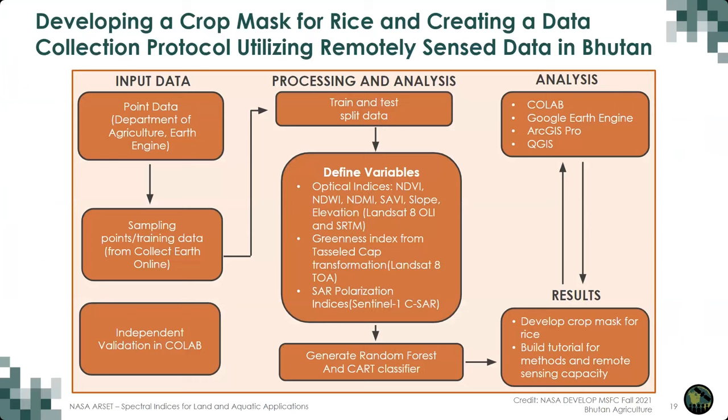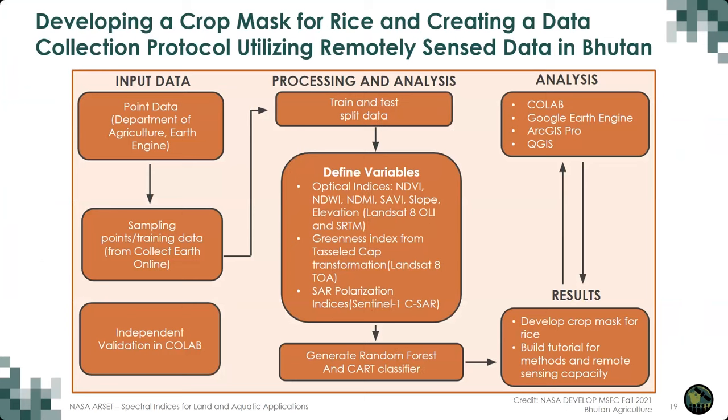These data were then imported into the Collect Earth Online, also known as CEO platform, and used to develop 30-meter plots with 25 gridded samples to be classified manually into agriculture, non-agriculture, rice, and non-rice. For the data processing and analysis, the input data from CEO was imported into Google Earth Engine, where the team computed the various indices to aid in the classification by the random forest model to distinguish between areas with rice and without rice. These indices included the normalized difference vegetation index, the normalized difference water index, the normalized difference moisture index and the soil adjusted vegetation index. And these were computed using Landsat 8 data.